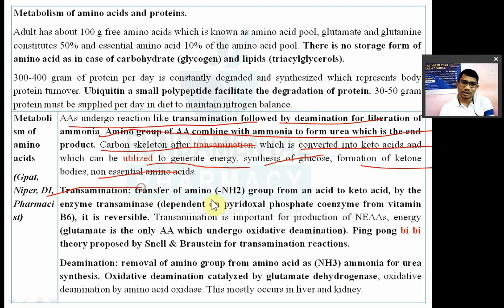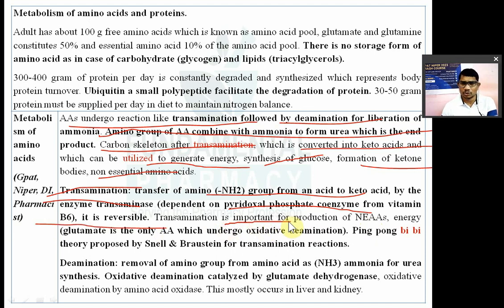Transamination means transfer of one amino group from an amino acid to a keto acid by an enzyme known as a transaminase. Transaminase is dependent on pyridoxal phosphate as a coenzyme. Pyridoxal phosphate is derived from vitamin B6, so it is a coenzyme required for transaminase. This process is a reversible process.